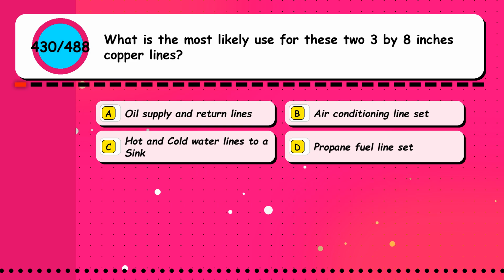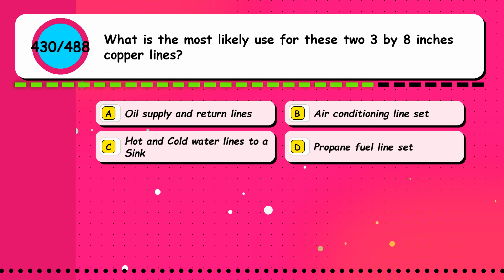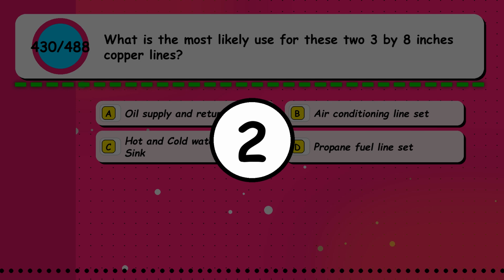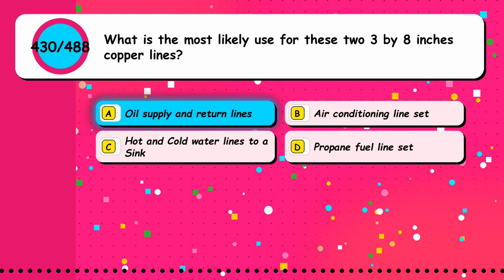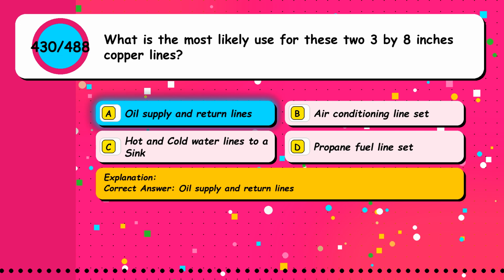Question 430. What is the most likely use for these two 3 by 8 inches copper lines? Option A, oil supply and return lines. Option B, air conditioning line set. Option C, hot and cold water lines to a sink. Option D, propane fuel line set. The correct answer is option A, oil supply and return lines.